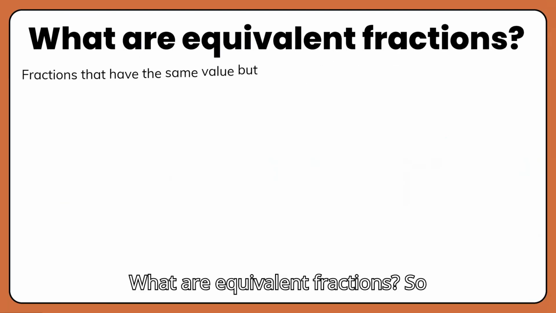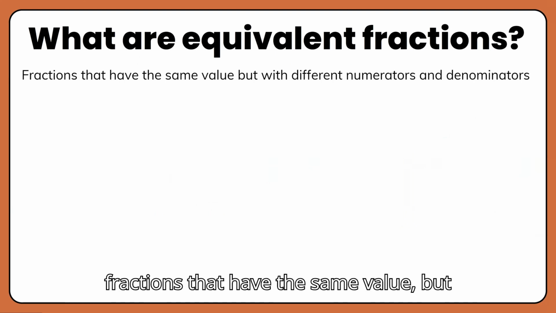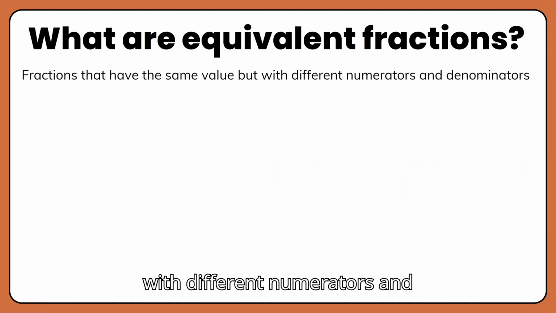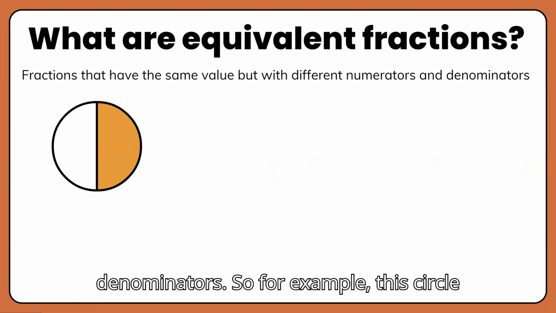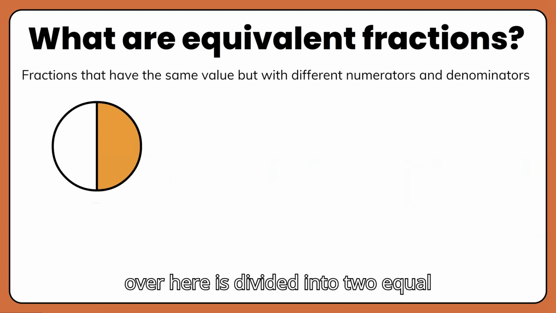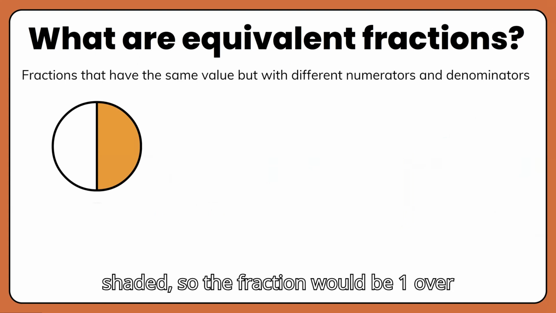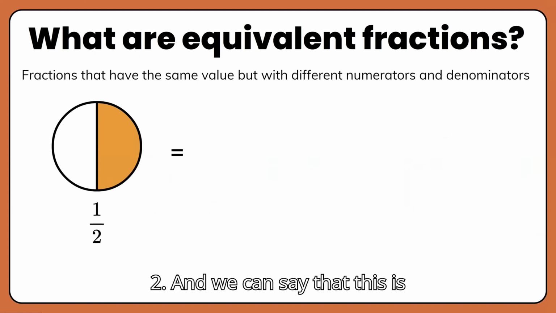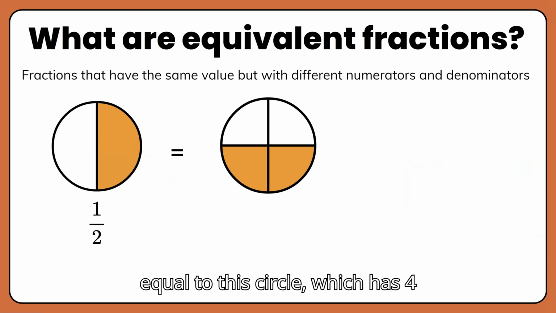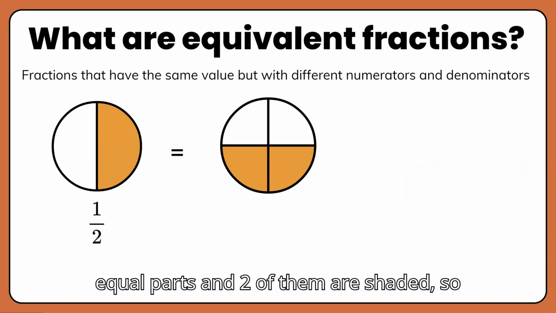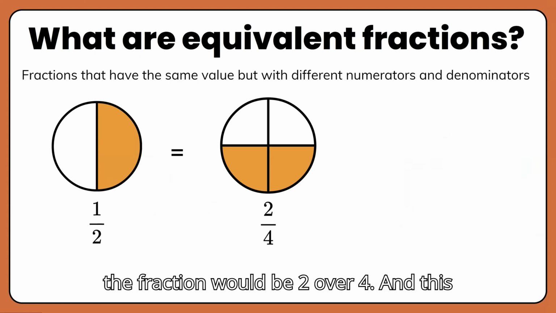What are equivalent fractions? Fractions that have the same value but with different numerators and denominators. For example, this circle over here is divided into 2 equal parts. However, one of the parts is shaded. So the fraction would be 1 over 2. And we can say that this is equal to this circle, which has 4 equal parts and 2 of them are shaded. So the fraction would be 2 over 4.